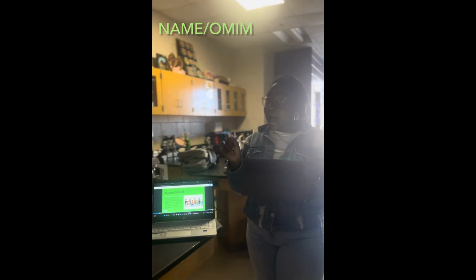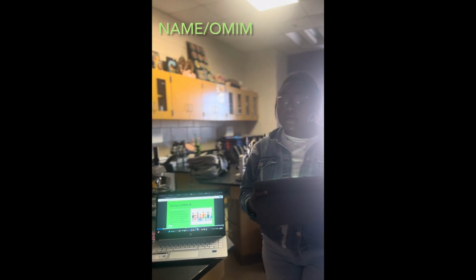Name and OMIM number. Duchenne muscular dystrophy is listed under the OMIM number 310000. This classification aids in the identification and study of genetic disorders associated with DMD.